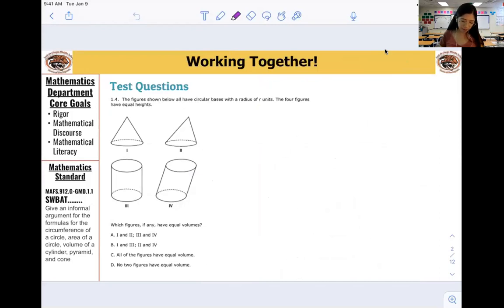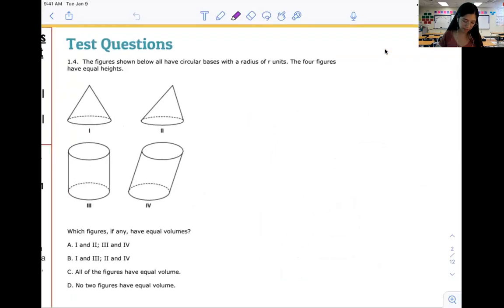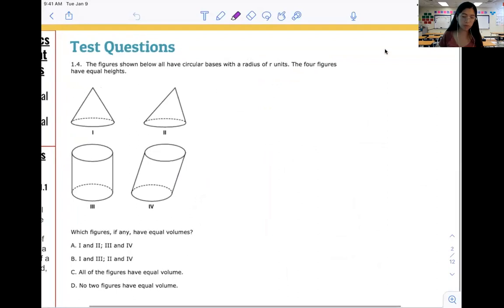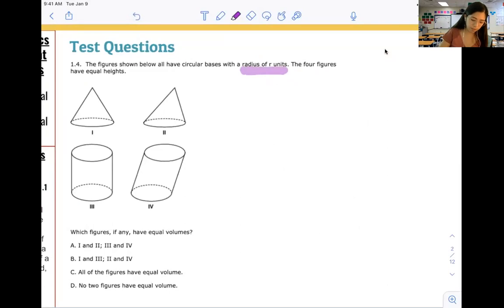The figures shown below all have circular bases with a radius of r units. The 4 figures have equal heights. Which figures, if any, have equal volumes? So let's realize what's going on here. They all have the same radius, so the base would be the same for all of them, and they all have the same height.